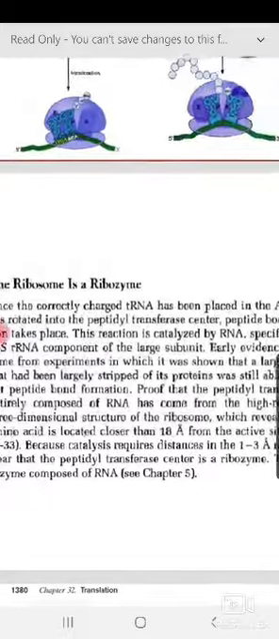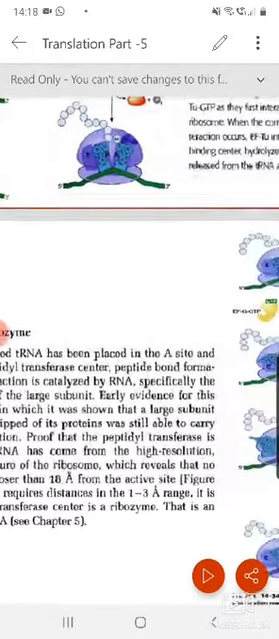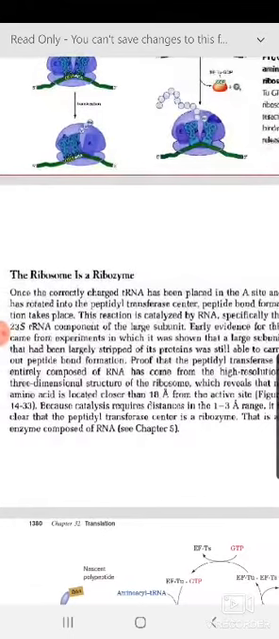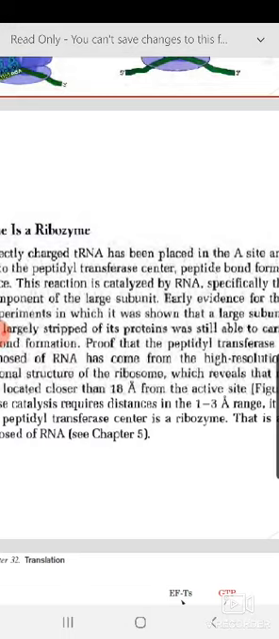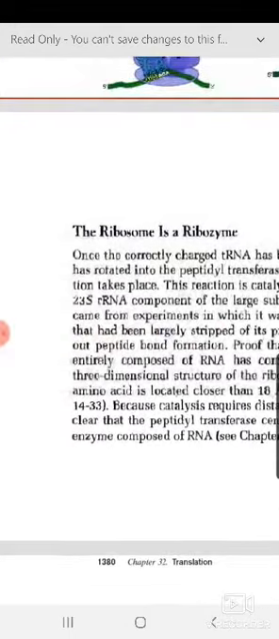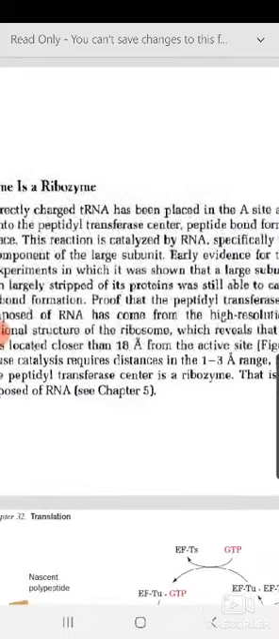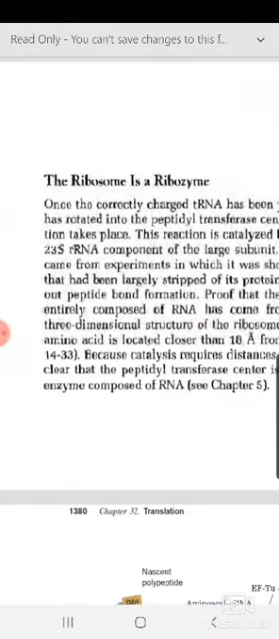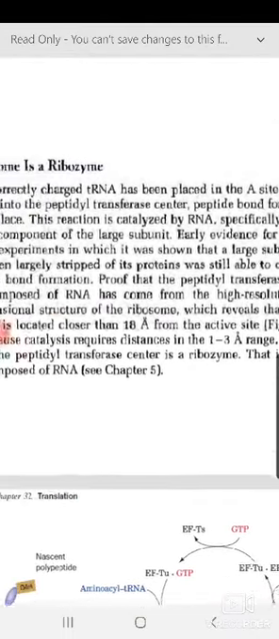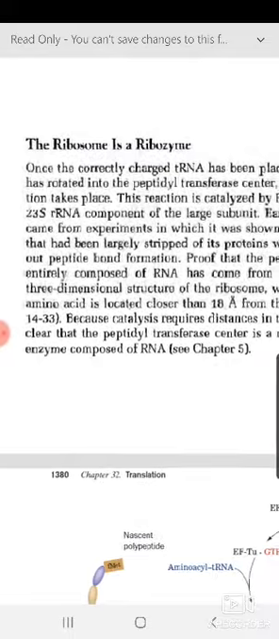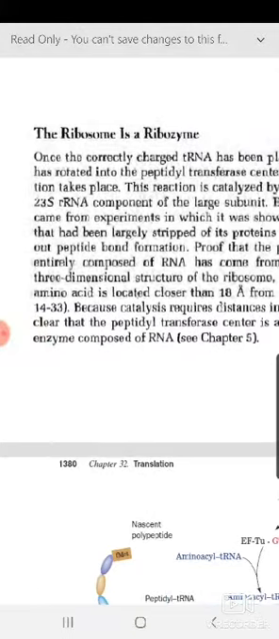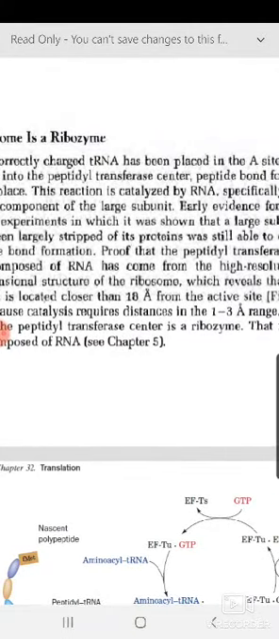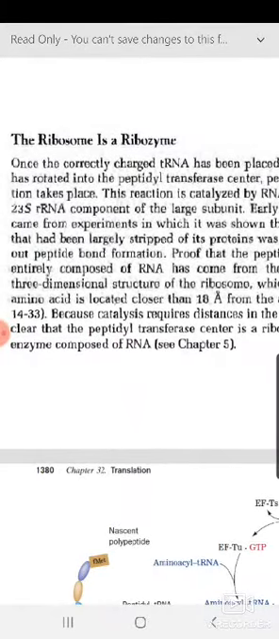Now, once the correctly charged tRNA has been placed in the A site and has rotated into the peptidyl-transferase center present inside the ribosome, peptide bond formation takes place. This reaction is catalyzed by RNA, specifically the 23S rRNA of the large subunit that I just mentioned. Early evidence for this came from an experiment in which it was shown that a large subunit that had been largely stripped of its protein was still able to carry out peptide bond formation.